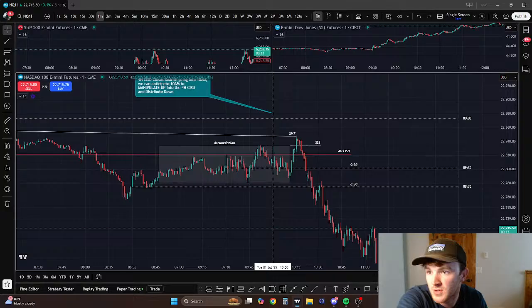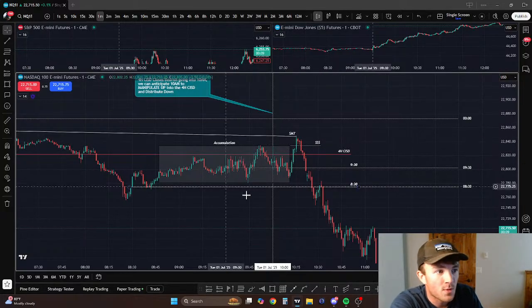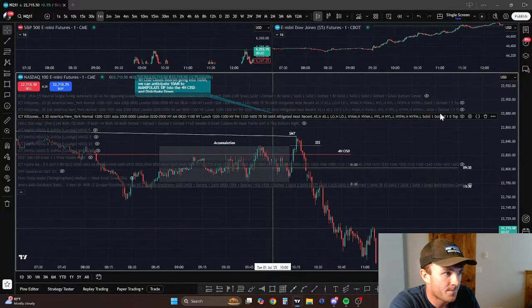But yeah, volume profile shows low small nodes. Where does it show the low small nodes?